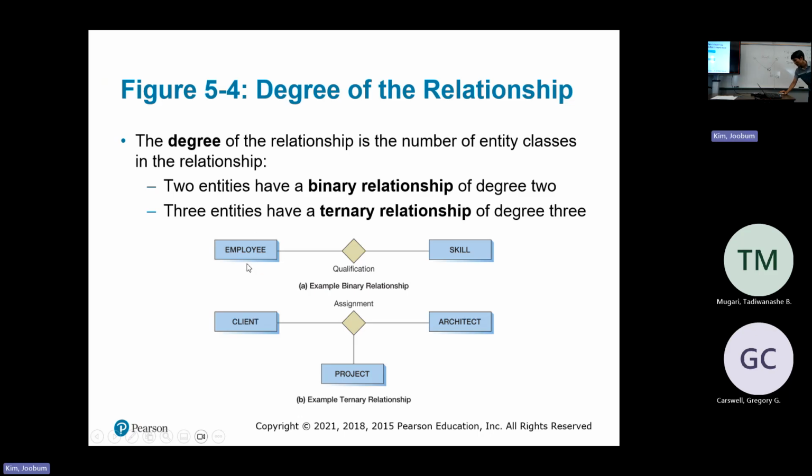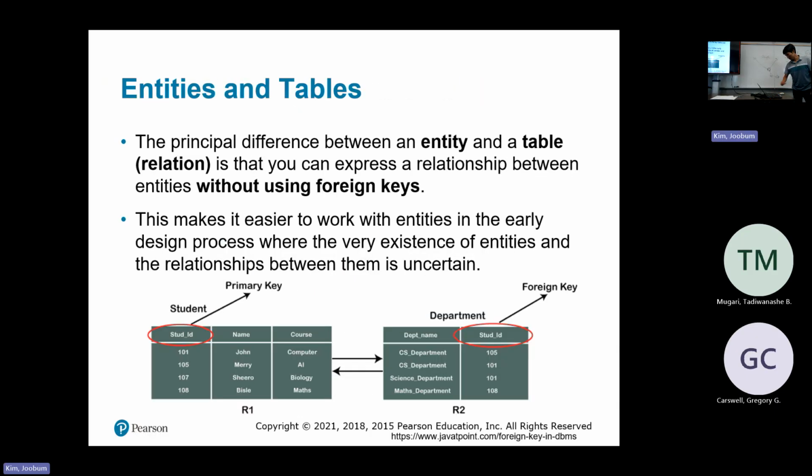Anyway, so 2 entities and 1 relationship is a binary relationship, and the ternary is client, project, and architect. Okay, note that.